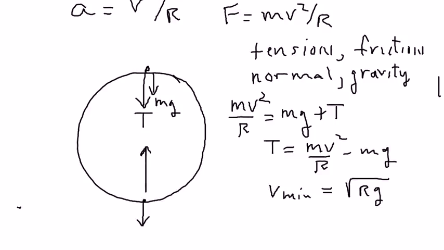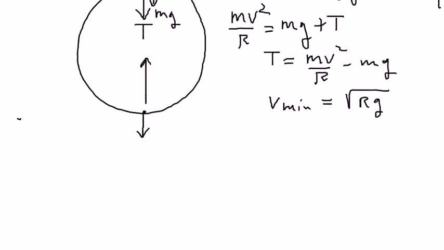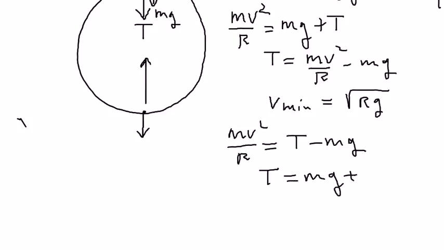But at the bottom, the tension is always greater. There's always a positive tension, because again mv squared over r is equal to, in this case, tension is up, mg is down, and therefore the tension looks like mg plus mv squared over r. And even with a zero velocity, there's still going to be a tension. It's interesting if you look for just a second and think about this.